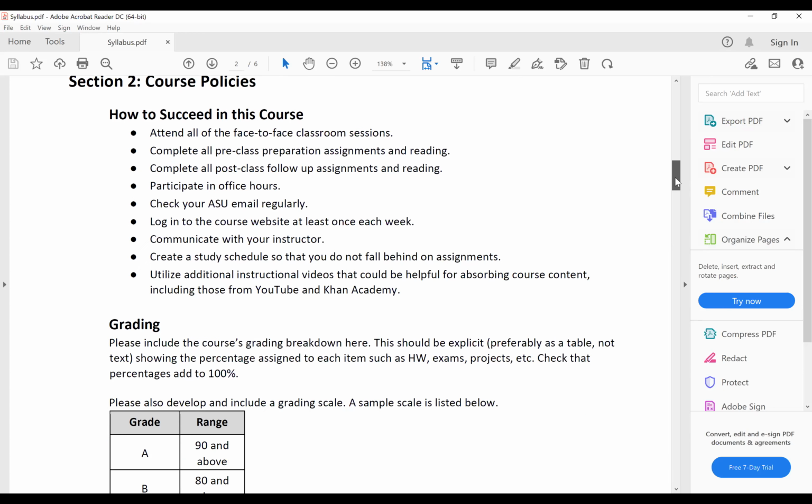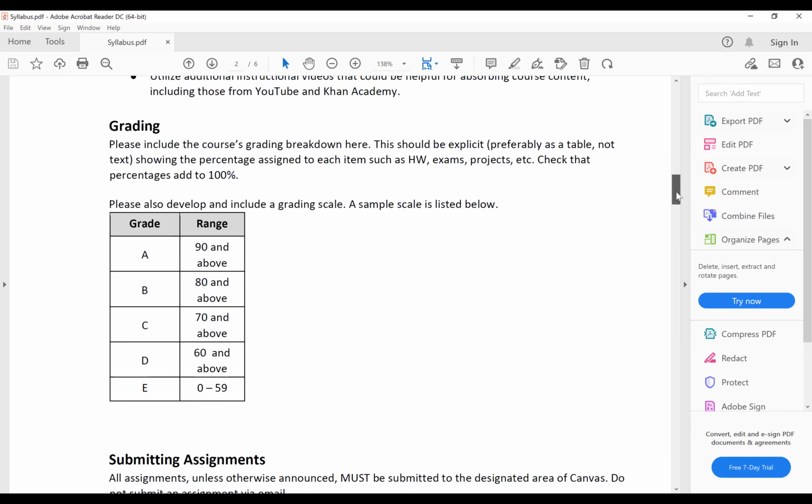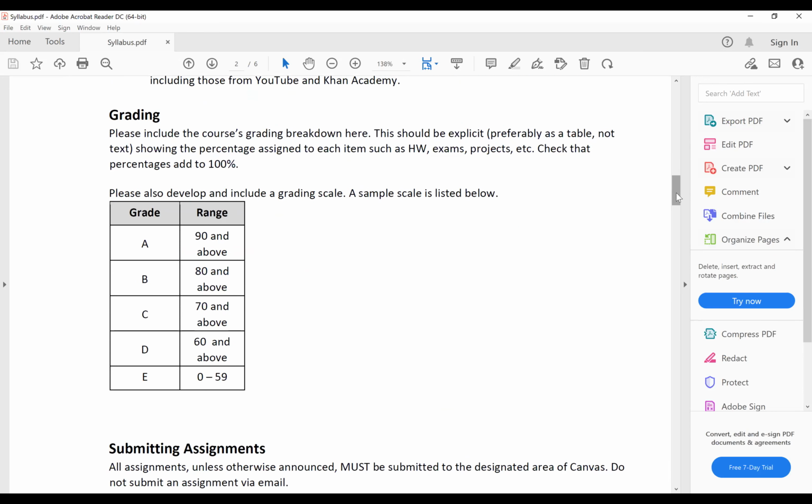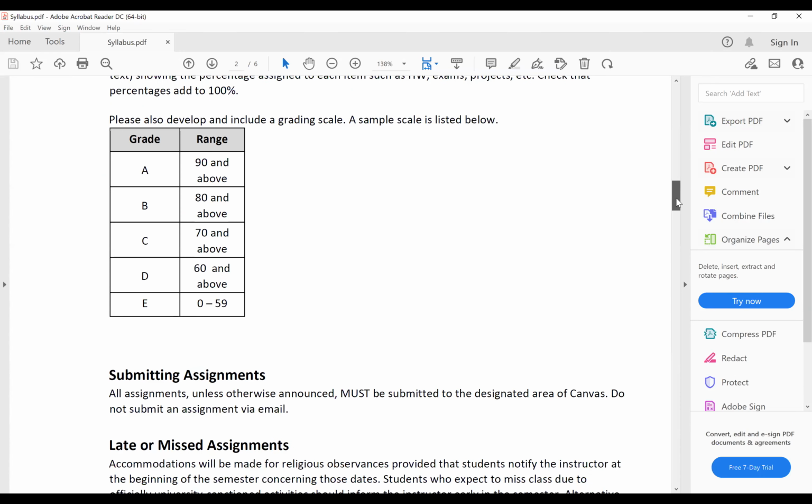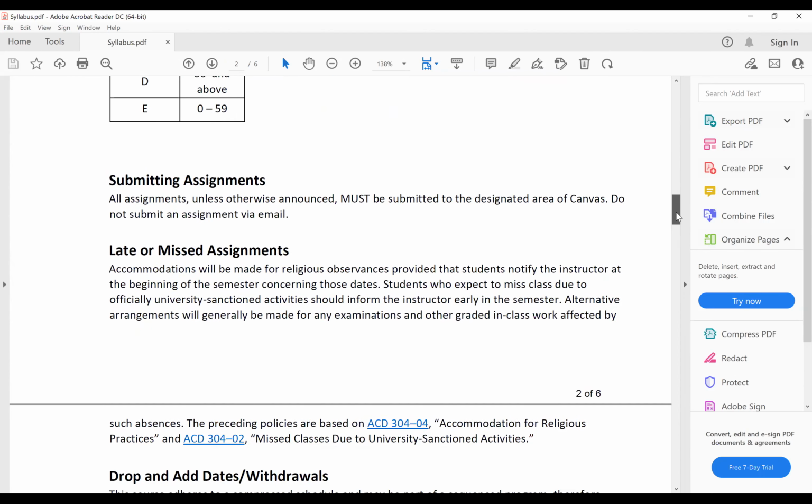So again, look at your grades. Make sure the grades are correct. 90 and above, A's, B's. Most of my students, based on my past experience, they get A's. Very few get B's, never had C's. And it's very difficult. You have to work really, really hard to get a D. So that means don't submit anything, don't do anything.